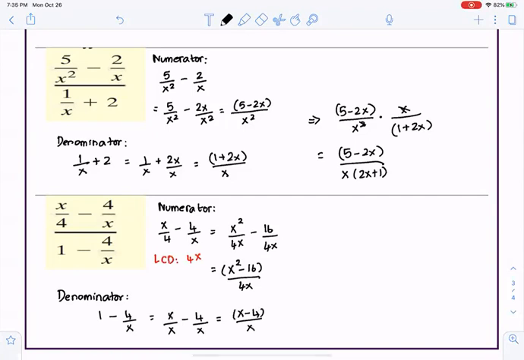Now that I have the numerator and denominator sorted out, all I have to do is to flip the denominator and multiply it to the numerator. So if I flip x minus 4 over x, I would end up getting x over x minus 4. Naturally, the x's get cancelled.